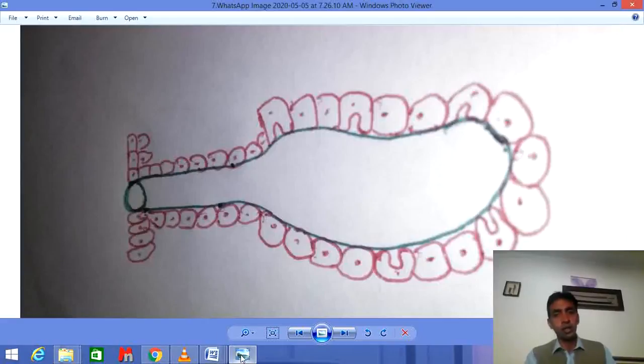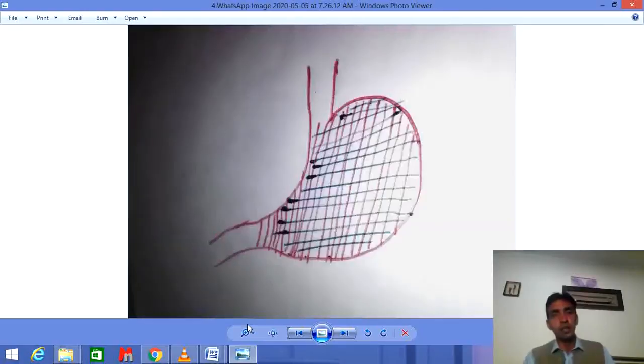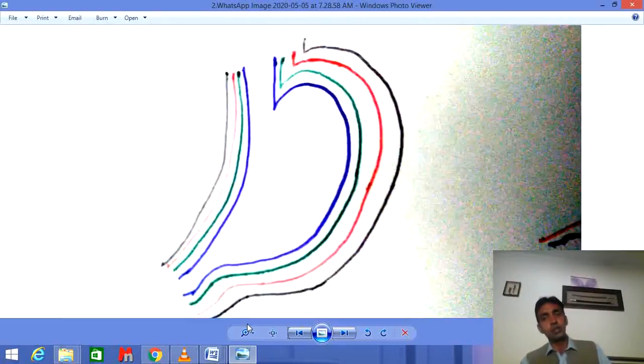So the stomach is also responsible for the conversion of food bolus into chyme. The food is converted into chyme, semi-liquid, that is semi-solid food. So this was all about the function of stomach. In the next lecture we will learn further.